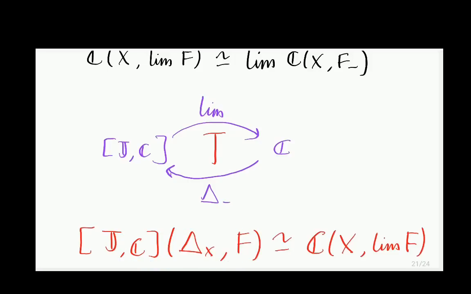Remember that this is the constant functor. So it goes like this. We start from J, and then we go to the terminal object, and then we do X, and that's what delta X is.